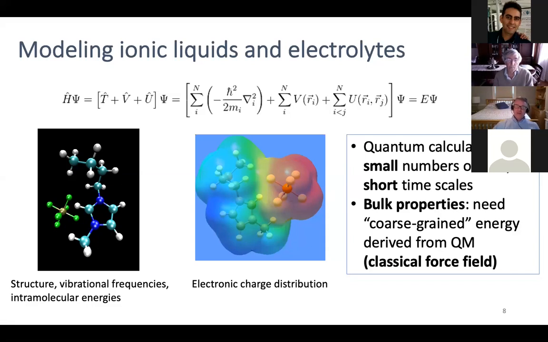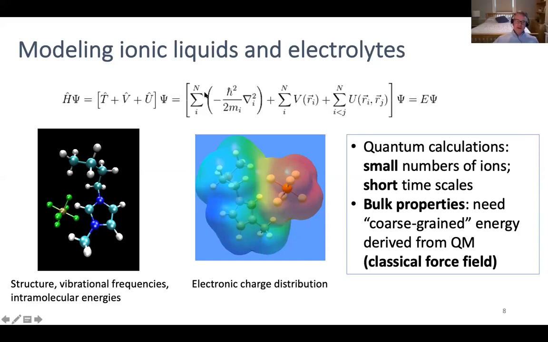But the problem with these quantum calculations is they're very expensive, and so you can really only look at a small number of ions or short timescales. What we'd like to be able to do is compute bulk properties. And so for that, we need a way of coarse graining the energy so that we don't have to solve this expensive equation every time, and that's a classical force field. And I want to mention here, please stop or raise your hand or do whatever if there's a question during the course of the presentation.